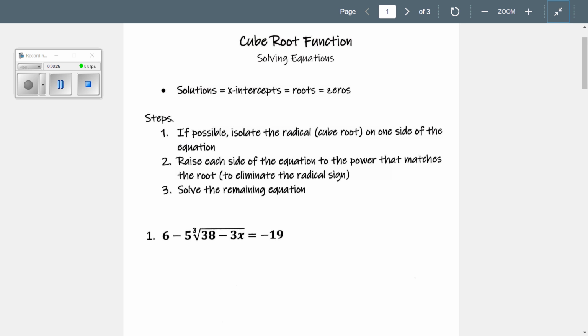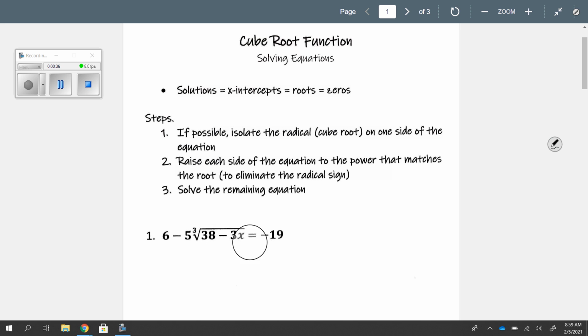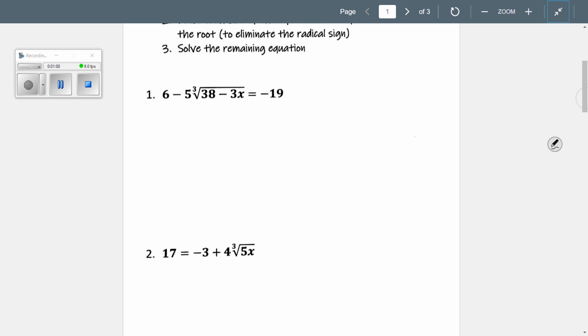Steps, it says if possible, isolate the radical. That means get it by itself. And the radical means the cube root. So everything that's under that radical, that's called a radical. Isolate that, get it by itself on one side of the equation, then raise each side of the equation to the power that matches the root. All right? We've been doing this already. It says to eliminate the radical sign. So we got to raise each side to the power that it matches. Then we solve the remaining equation, okay? We only have two examples, shouldn't be too bad.